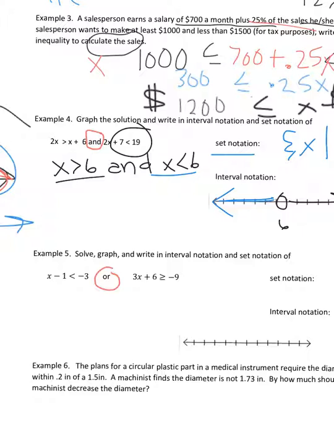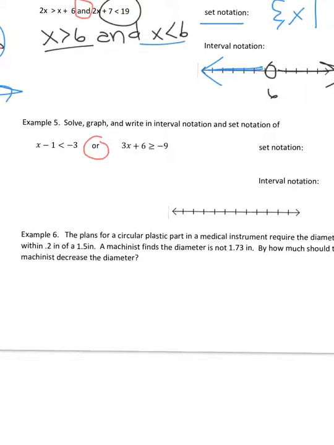So x such that, no solution. In interval notation, you'd write no solution, because nothing works. There's no intersection. Down here, it's an or. So I'm going to solve each one.